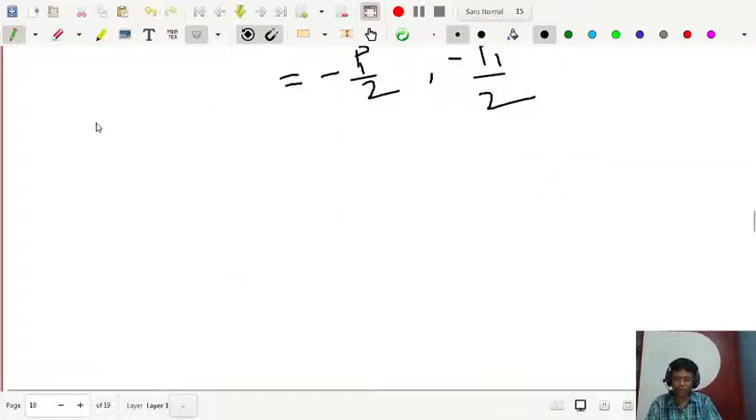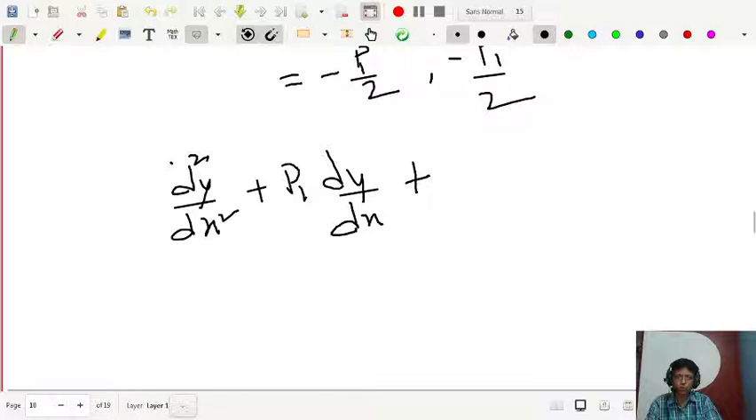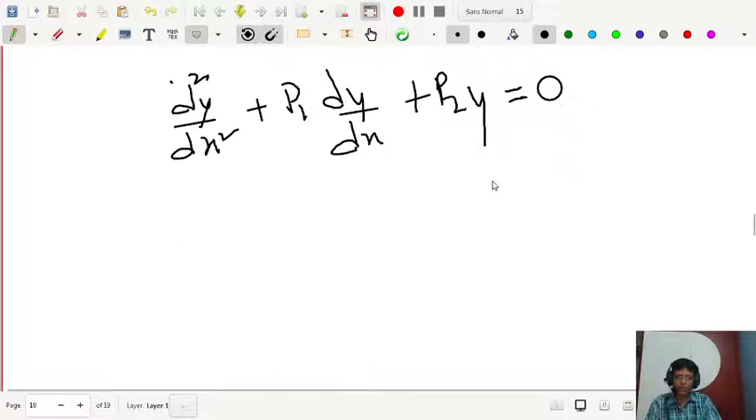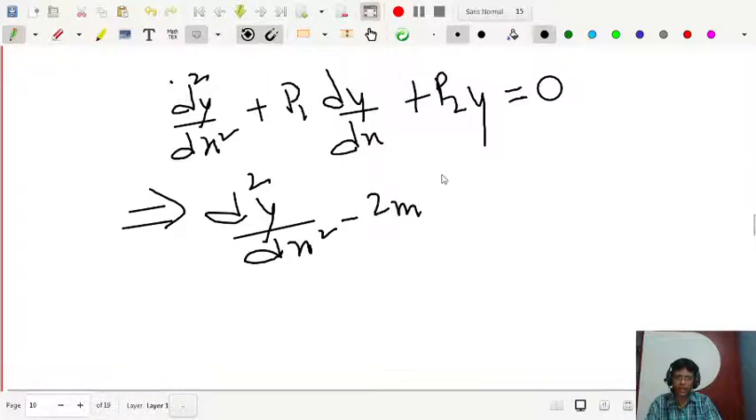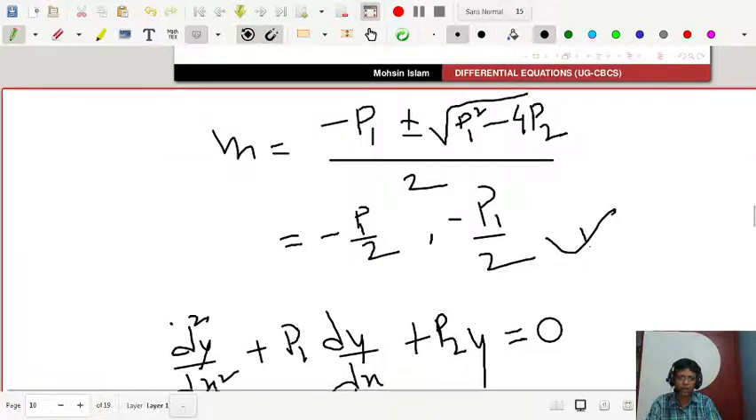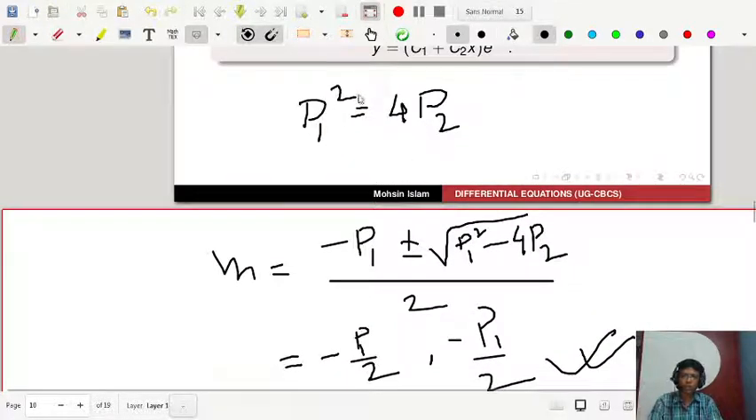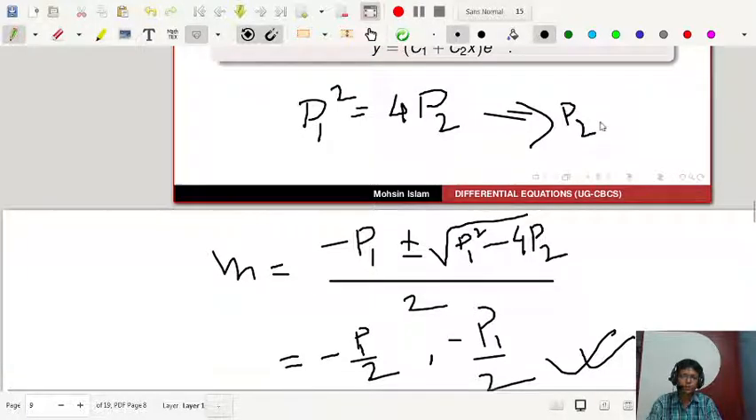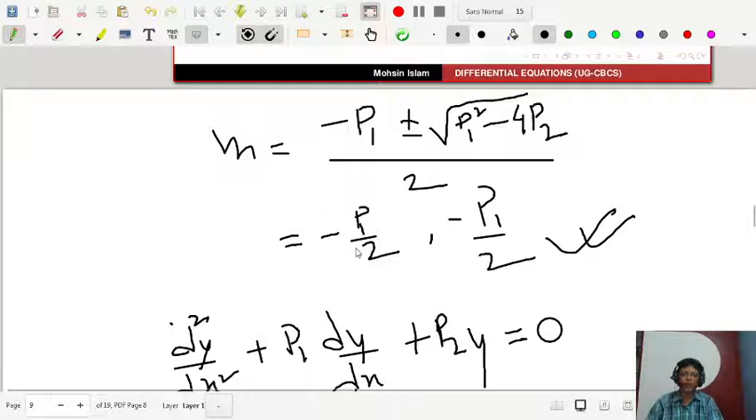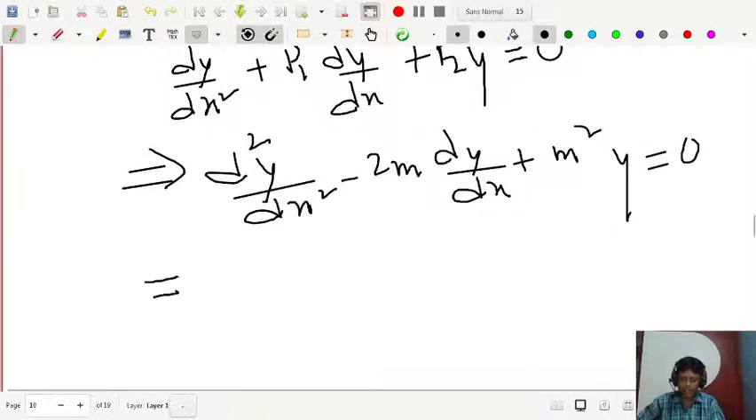So your given differential equation, the second order linear differential equation, let me write once again: d2y dx2 plus p1 dy dx plus p2y equal to 0. That is given by d2y dx2 minus 2m dy dx plus m square y, because your p1 is minus 2m from this calculation, and p2 will be m square, because p2 is given by p1 square by 4, and p1 square by 4 is nothing but your m square, because minus p1 by 2 is m.